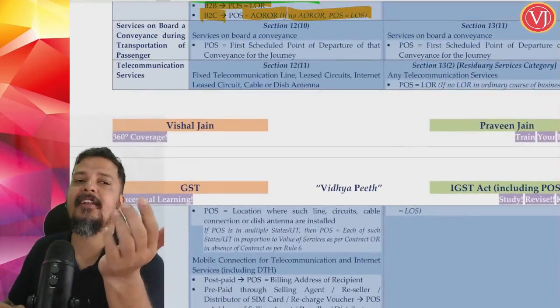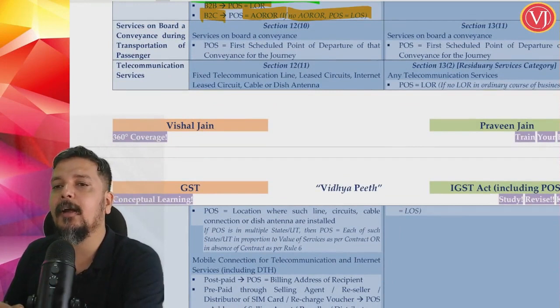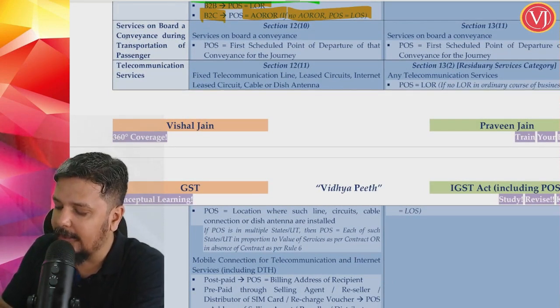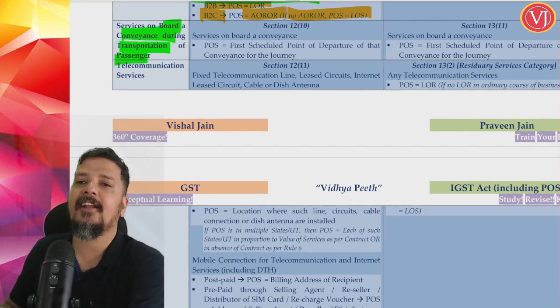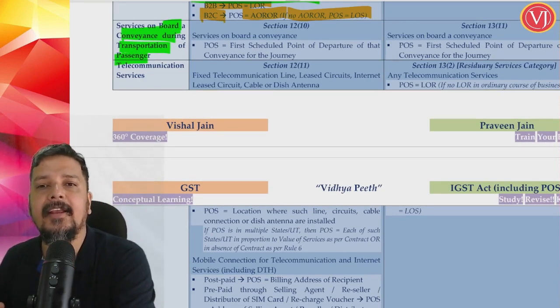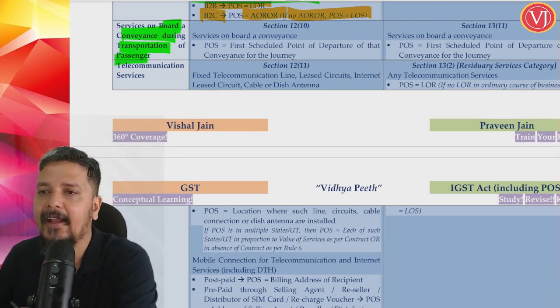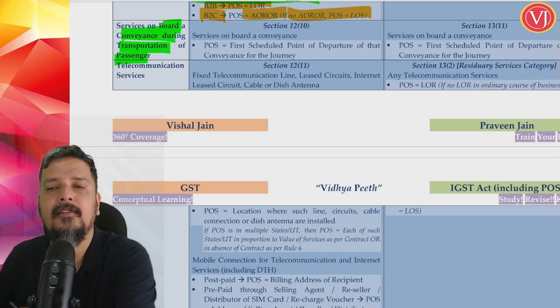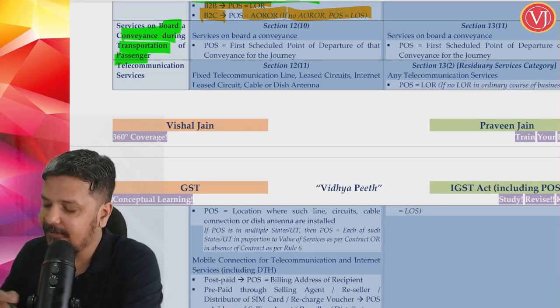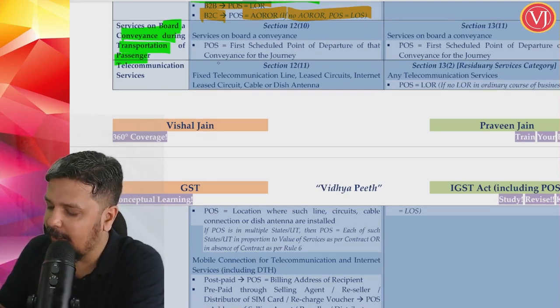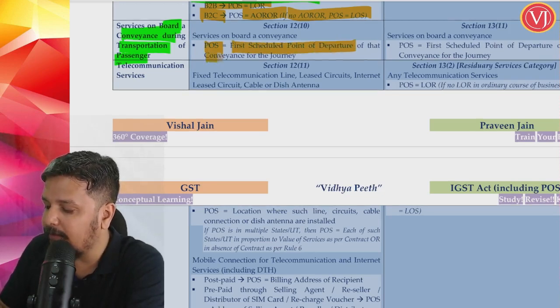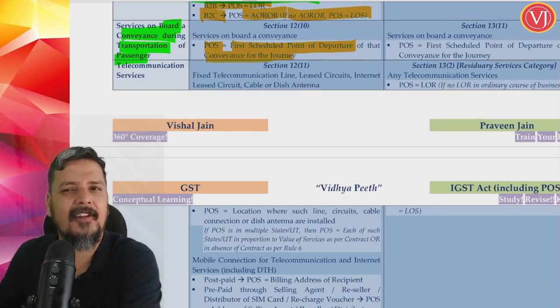Now, when you talk about passenger transportation services, the related service which will come is services on board a conveyance during passenger transportation services. A classic example is when you are going by, say, airline, services on board a conveyance might be food services. Correct. If it is services on board during passenger transportation service, and if it is section 12, which means LOS as well as LOR is in India, place of supply is the first scheduled point of departure of that conveyance. The same is true in section 13 as well.